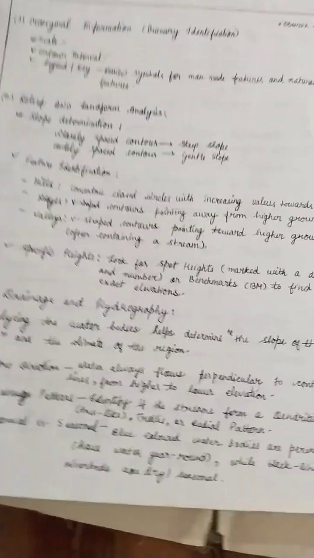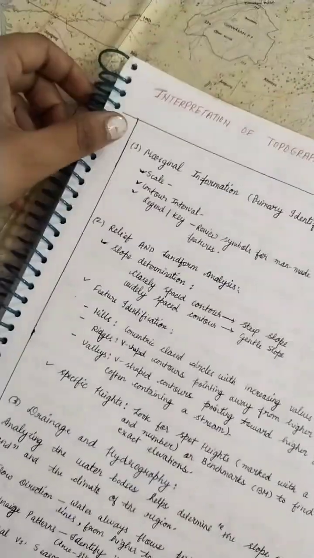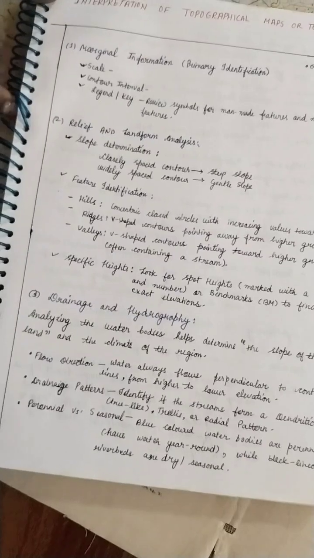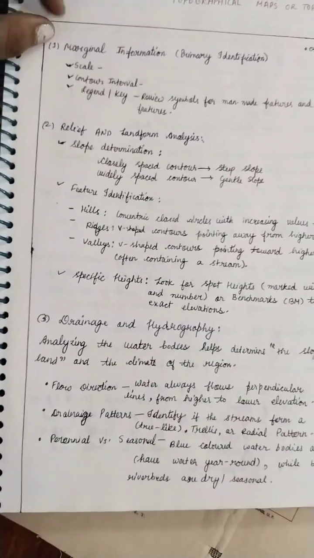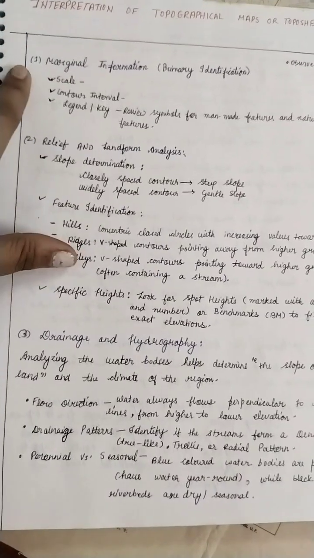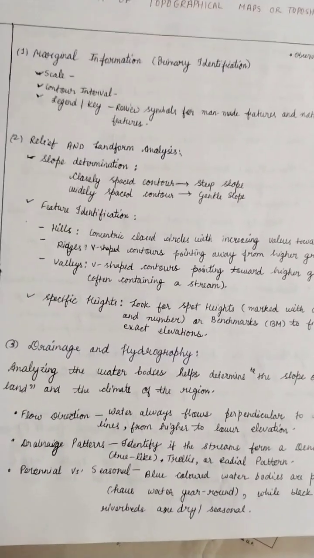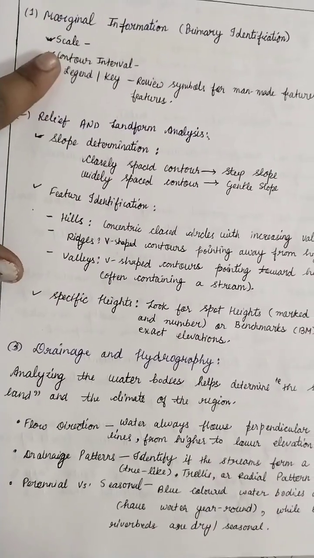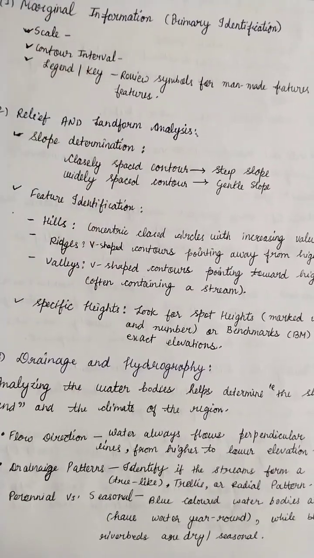Today I'm going to tell you how to interpret a topo sheet or a topographical map. What are the points we should consider while interpreting or reading a topo sheet? Firstly, there are a few points that you need to remember. First of all, we look for marginal information. This is basically a primary identification. What it involves is we see the scale, contour interval, legend and key. This includes the symbols that are on the topo sheet.